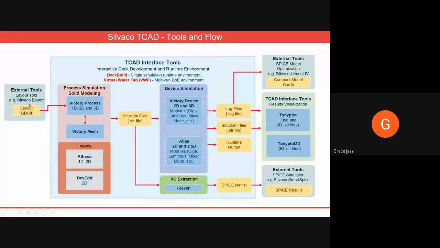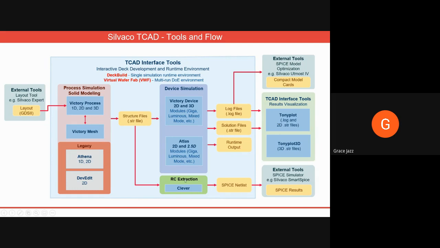So first we need a layout tool to check your layout, to do a layout-driven process simulation. For example, in our simulation tool, we have two parts. The first part is our new product we call Vector Family. Another part is our legacy product we call Athena. After we do a process simulation, we can get structures and load the structure to do a device simulation to extract your electron and hole distribution and your IV curve, and then visualize your result and your insight into your device.